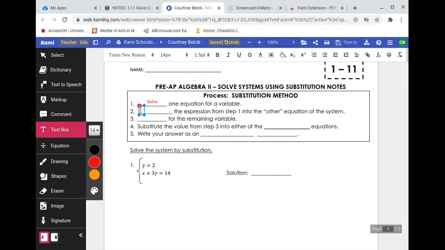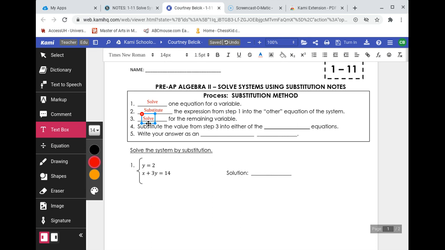It doesn't matter which equation. Sometimes there's definitely an easier of the two to pick from. So solve one equation for a variable. Then you want to substitute the expression from step one into the other equation of the system. So once you solve, you're going to take what your variable equals and you're going to substitute it into the other equation. After you do that, you're going to solve for the remaining variable.